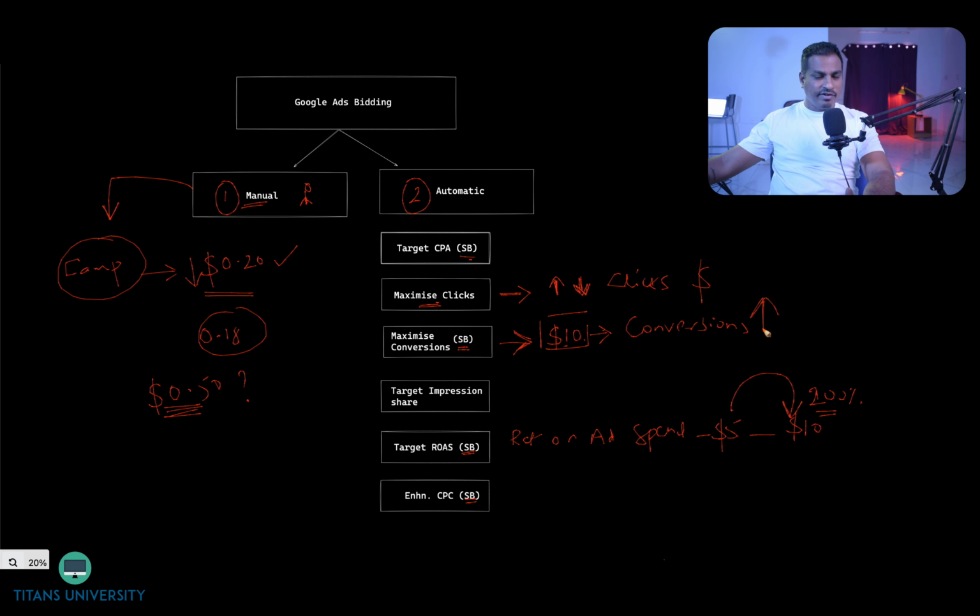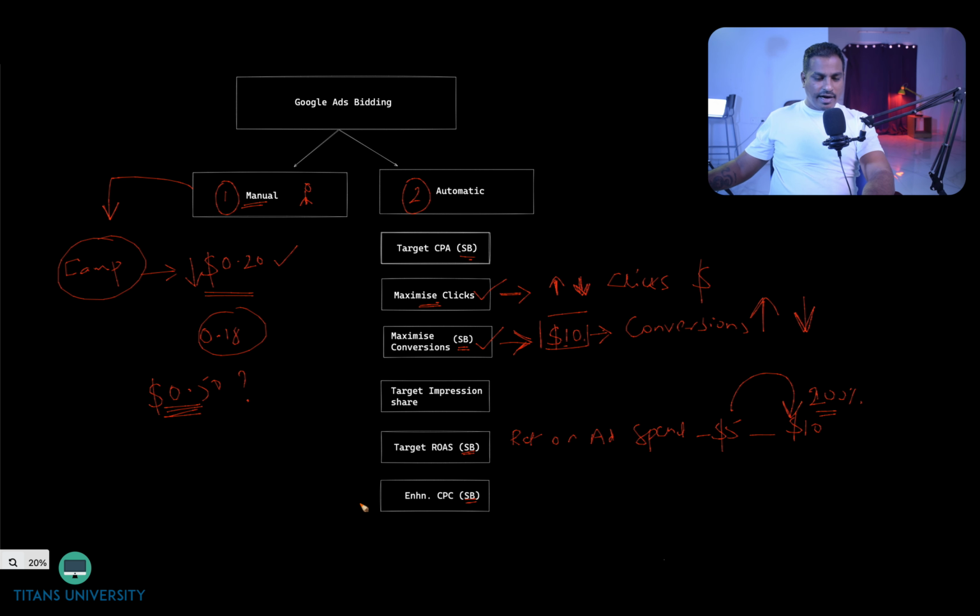increasing for a particular keyword. If the conversions are not coming in for a particular keyword, it will automatically decrease the bid and it will charge you less than $10. So here it's maximizing conversions and here it's maximizing clicks. Now moving forward, there are certain very, very interesting aspects called as enhanced CPC.